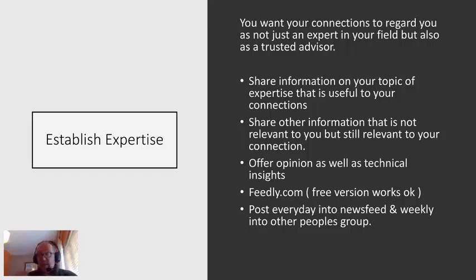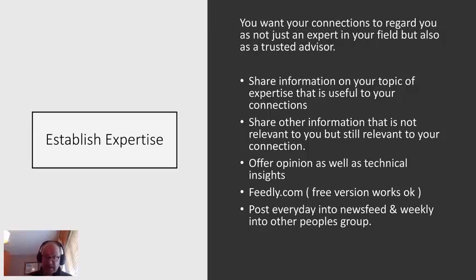So again, just to emphasize on the content sharing bit, we've shown you ways how you can build awareness through sharing stuff on Facebook, LinkedIn, and Twitter. That will build the awareness. And then the expertise is established by the content that you share, using Feedly to find really interesting articles that these people will be interested in.